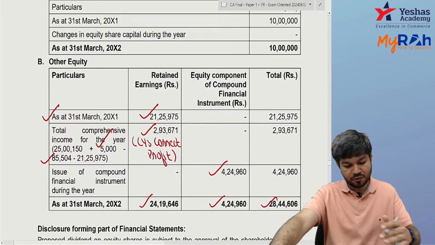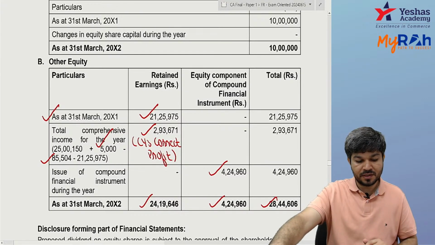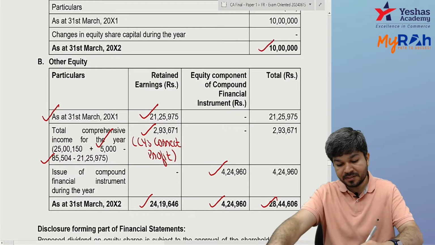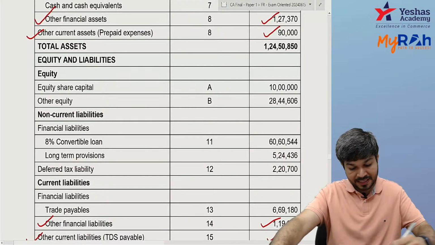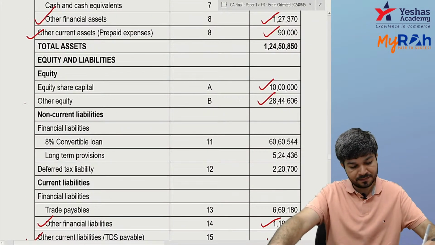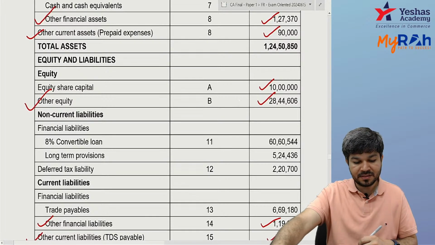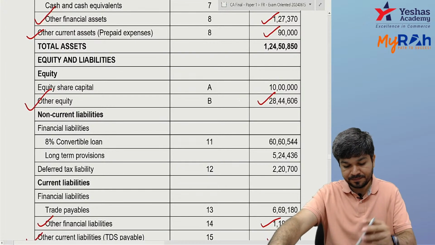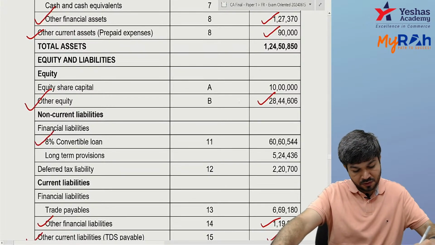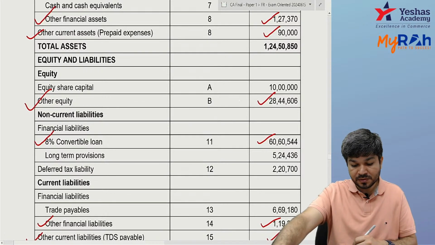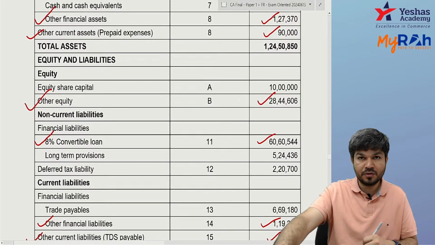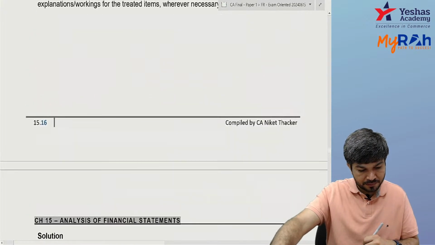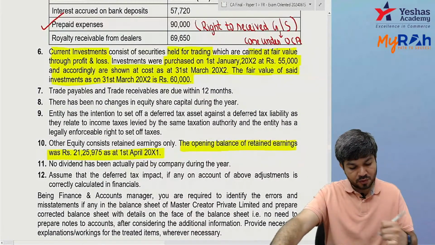This is your other equity over. No change in capital. Capital is same. Okay, I can tick capital, I can tick other equity. Okay, in your loan now it's 6060,544. That's already done. Now coming back to the question, no dividend is paid.